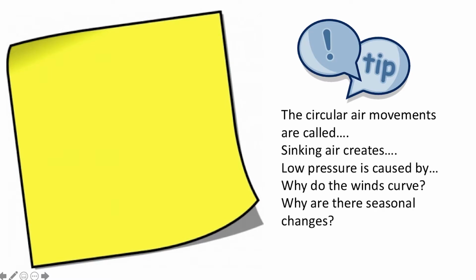So, we remember that the circular air movements are called what? Sinking air creates what type of pressure? Low pressure is caused by? Why do the winds curve? And why are there seasonal changes? If you're unsure, go back and listen through the information once more. Good luck.